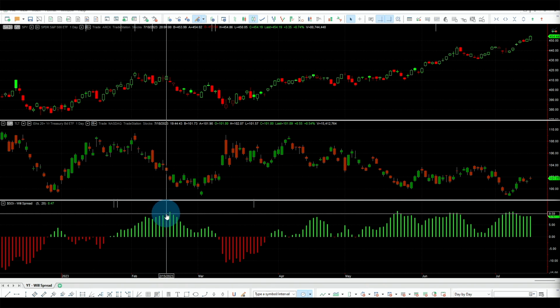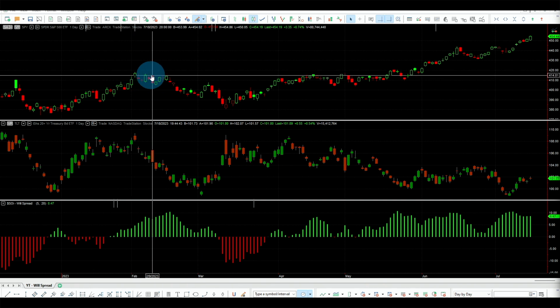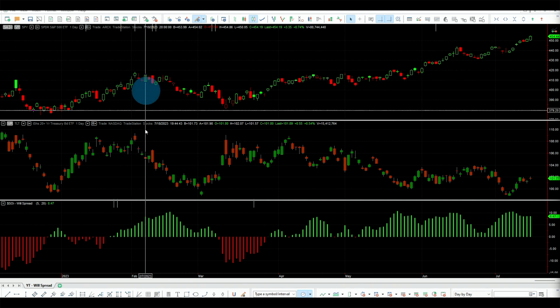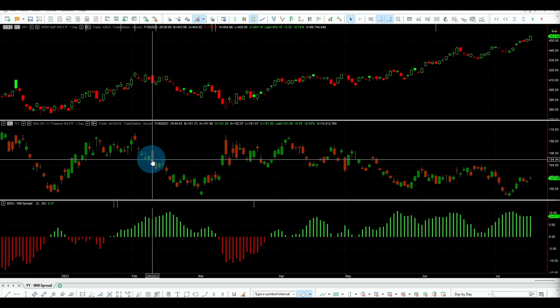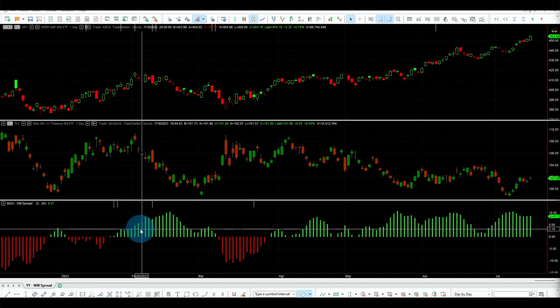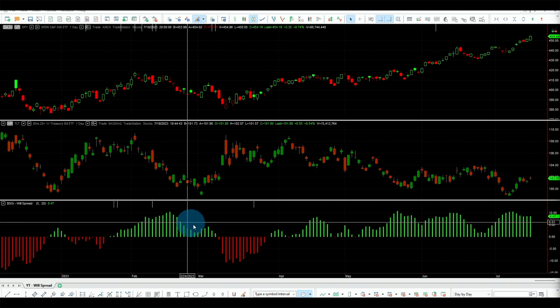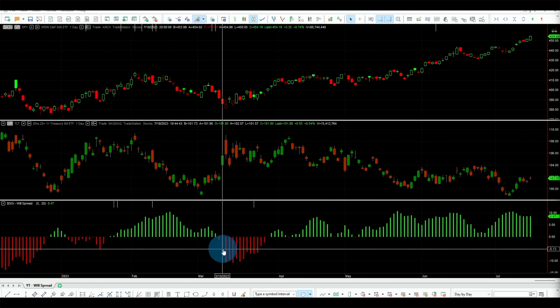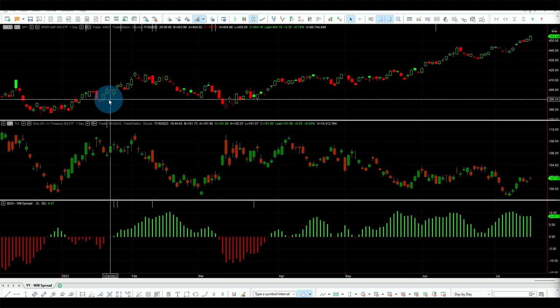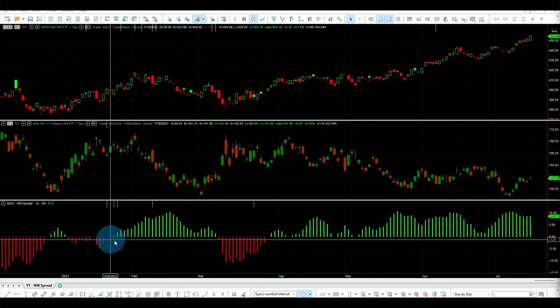And that's when I say it's relative. So we are just measuring the performance of these two instruments. If the performance of the S&P 500 is better than the performance of TLT, then the oscillator will move up. And of course, the opposite is true. So now let's test this strategy, where we will go long the S&P 500 whenever we switch to green.